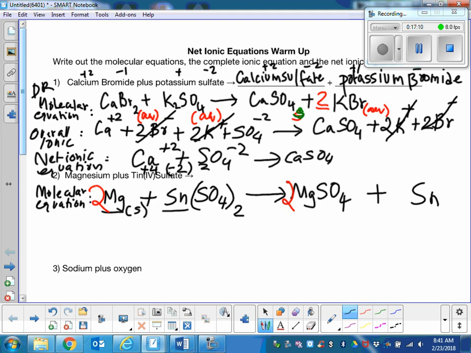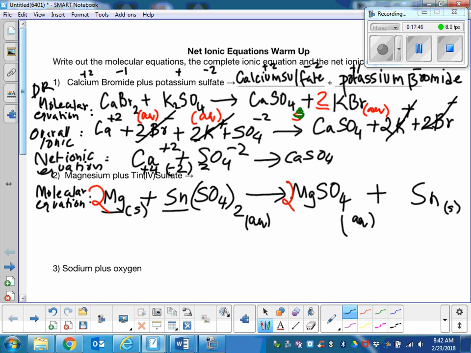Is tin sulfate aqueous or is it a solid? Look up your solubility chart. What do you know about sulfates? Aqueous. So I know that this is aqueous. Look up magnesium sulfate. What do you know about magnesium sulfate? It's aqueous. Did I write this as tin plus 2 or Sn2 or anything like that? So if I just write Sn, what is it? It's a metal. It's a solid.